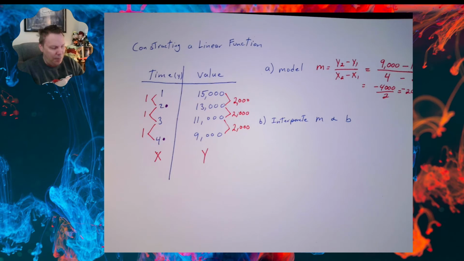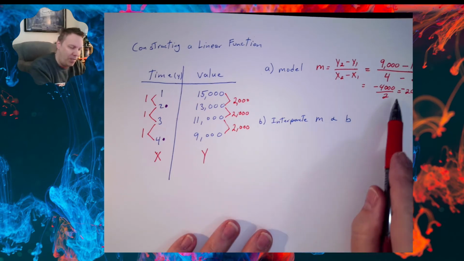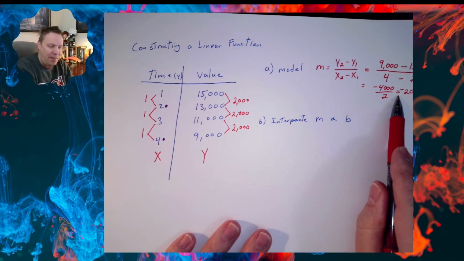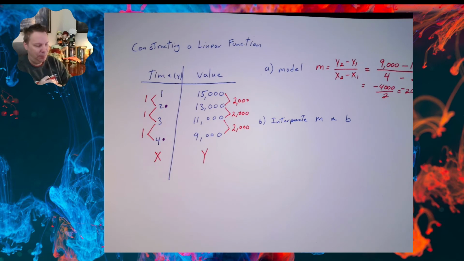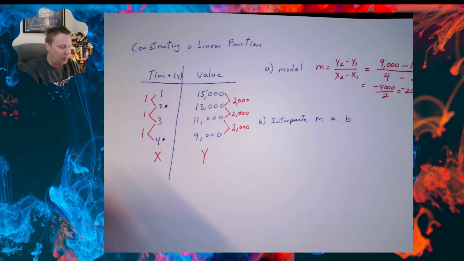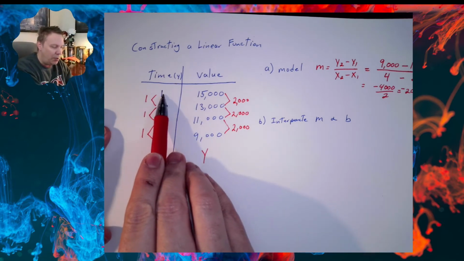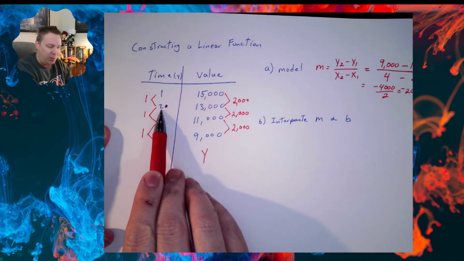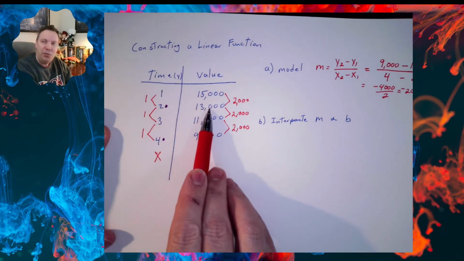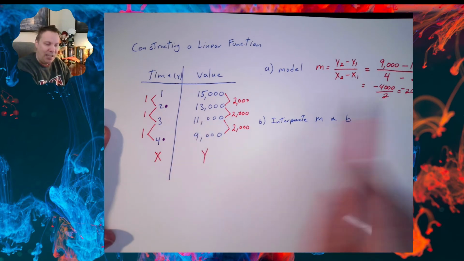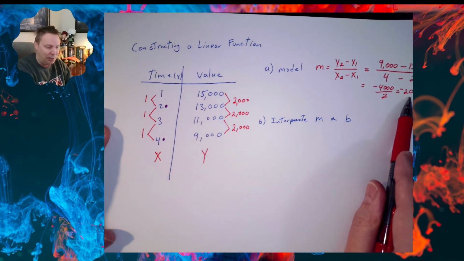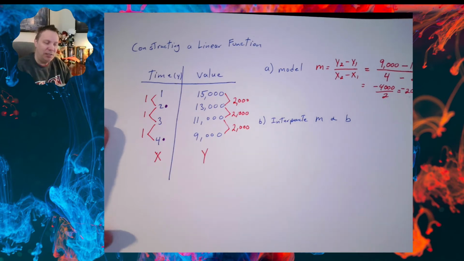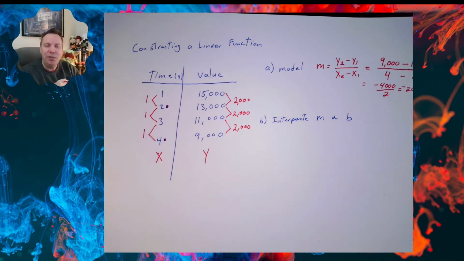So what does that mean? It means that for every one increase in year, I go up by 2,000. So when I start at 1 year and I go 1 year after that to a 2, I'm going to subtract 2,000 each time. That's what this means. So my m is going to be equal to negative 2,000.